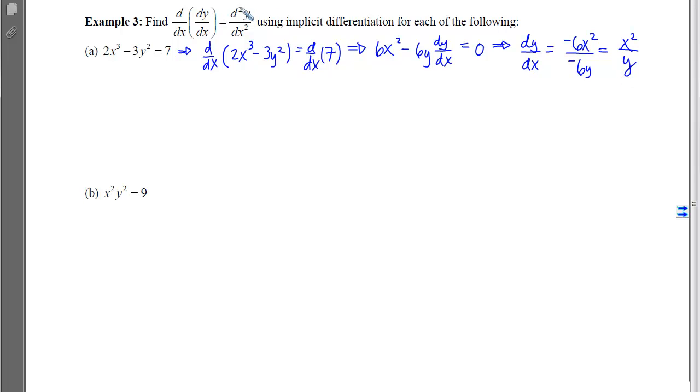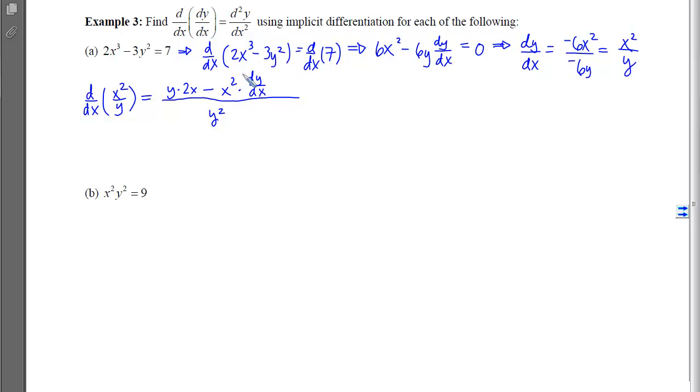The goal is to find the second derivative. So now I need to take the derivative of that x squared over y. When I do that, I see that I've got the quotient rule. So the quotient rule says low d high minus high d low. Now this is where it gets a little tricky because the low is a y and we're differentiating with respect to x. So that'll be a dy dx over the low squared.